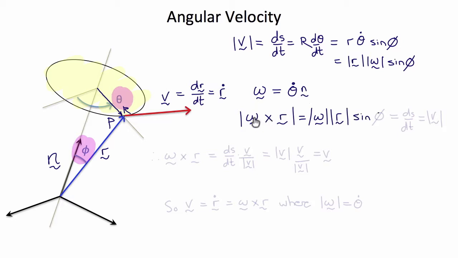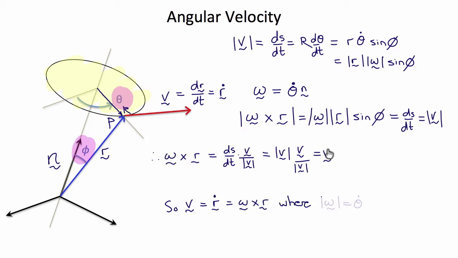Now, if we make the construction omega cross r and take its magnitude, then its magnitude would be the magnitude of omega times the magnitude of r times the sine of phi, which is ds/dt, which is the magnitude of v, as we found above. Therefore, given that v is perpendicular to the plane of omega and r, we can write that omega cross r equals ds/dt times the unit vector v divided by the magnitude of v, but ds/dt is the magnitude of v, so therefore omega cross r is v. And so we now have a vector definition of the angular velocity omega in terms of the position vector and the velocity vector. So v, which is r dot, is omega cross r, where the magnitude of omega is theta dot.